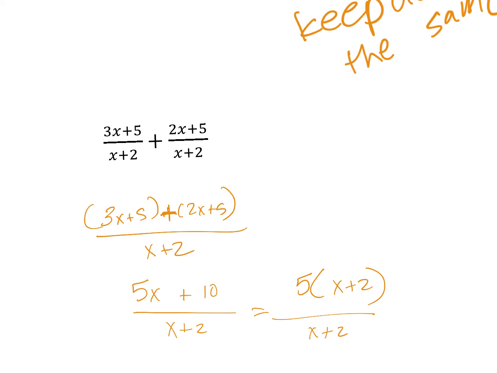So wait a minute. If we do that, don't we have the same thing on top and on bottom? Same factors? See, this x plus 2 is not being added or subtracted to anything, so this whole thing just works out to be 5.